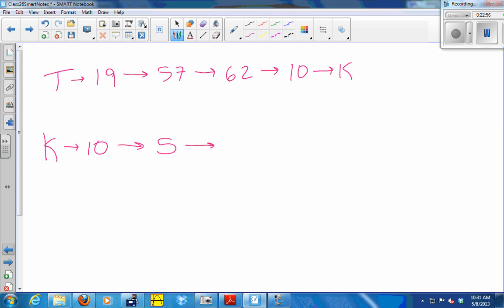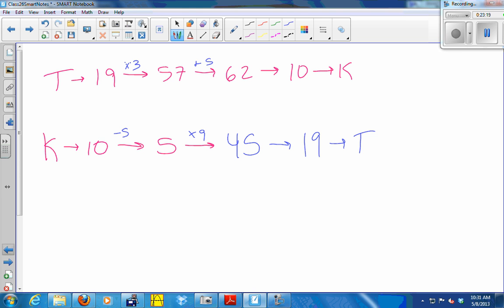So I'm going to multiply my 5 by my 9, and I get 45. When you modularize, subtract 26, you get 19, which is T. So this was times 3 plus 5.